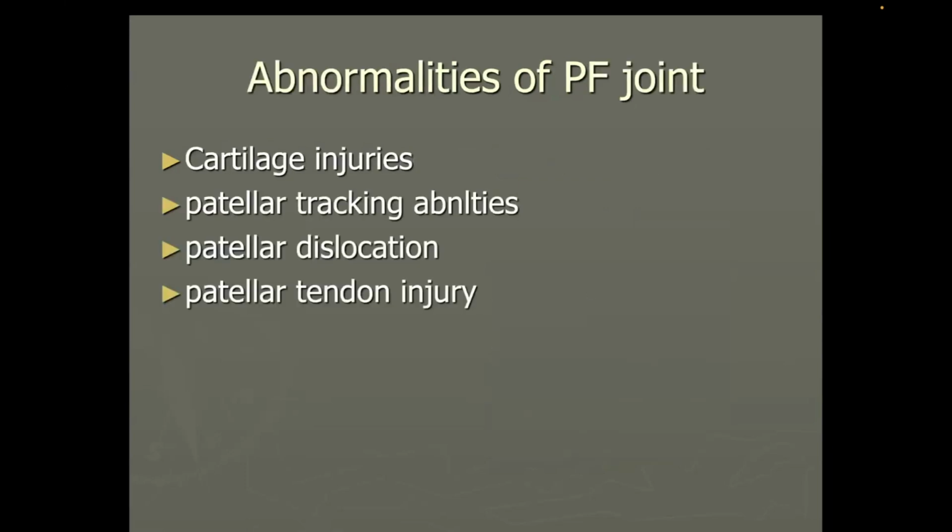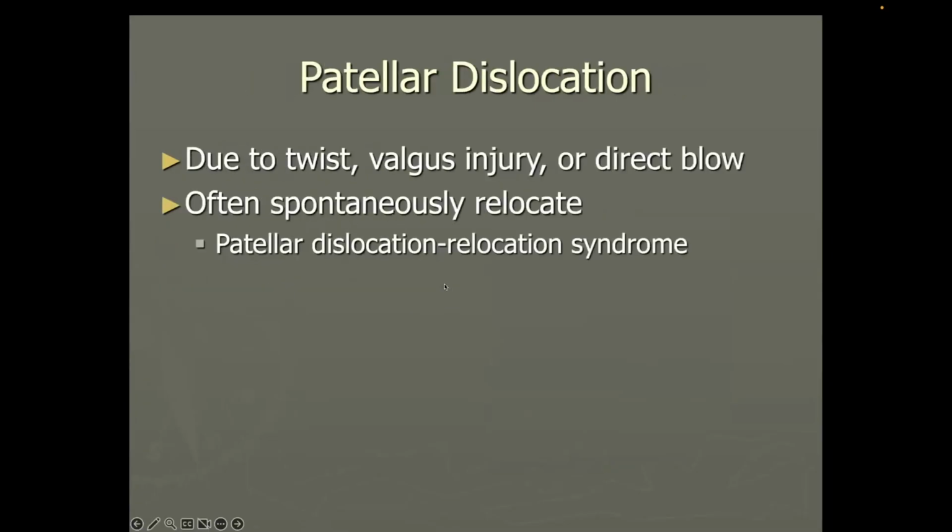What about the patellofemoral joint? You can see cartilage injuries, tracking abnormalities, patellar dislocations, patellar tendon injury. So patellar dislocation can be a twist, a valgus injury, or a direct blow. Oftentimes, these are people that'll come in and they've already spontaneously relocated, so they don't necessarily give you a history of a dislocation because they said, I felt a pop and something was weird, but then I popped over again.